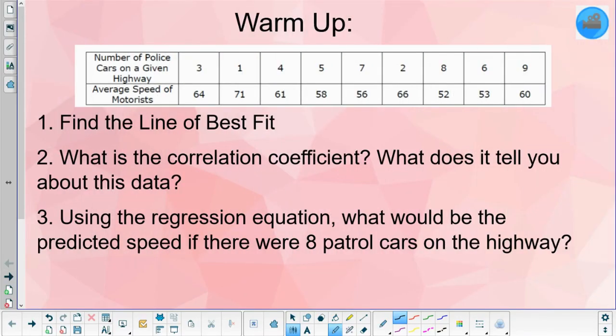So I'm going to write it in function notation, but you could write it as y equals mx plus b. But because I'm writing in function notation, I'm going to start off by writing it as f of x. All right, my slope is negative 1.8. I'm rounding to the nearest tenth. And my y-intercept is 69.3.